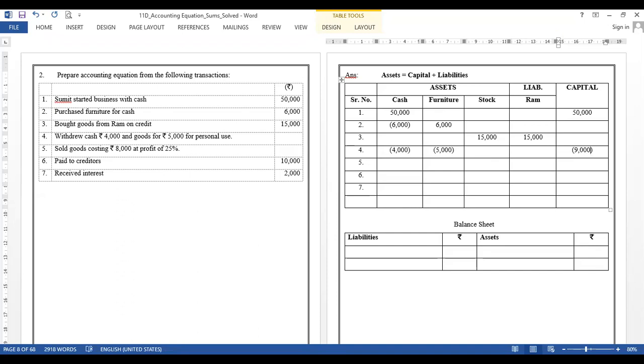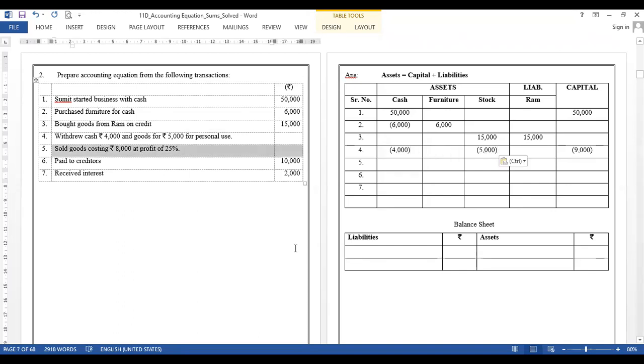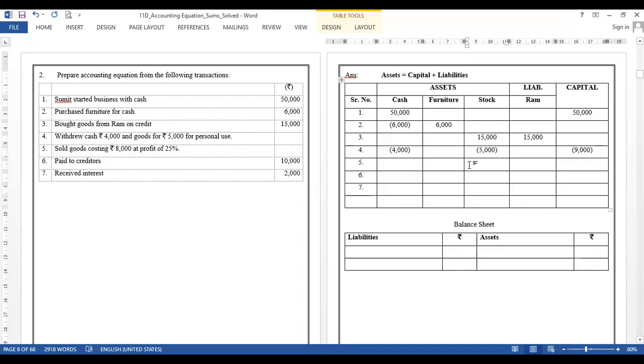Sold goods costing 8,000 at a profit of 25%. It's a sales again at a profit. So sir, we will remove 8,000 from stock as we have sold it. Then sir, 25% of 8,000 is 2,000. So I think sir, we will add that in capital.